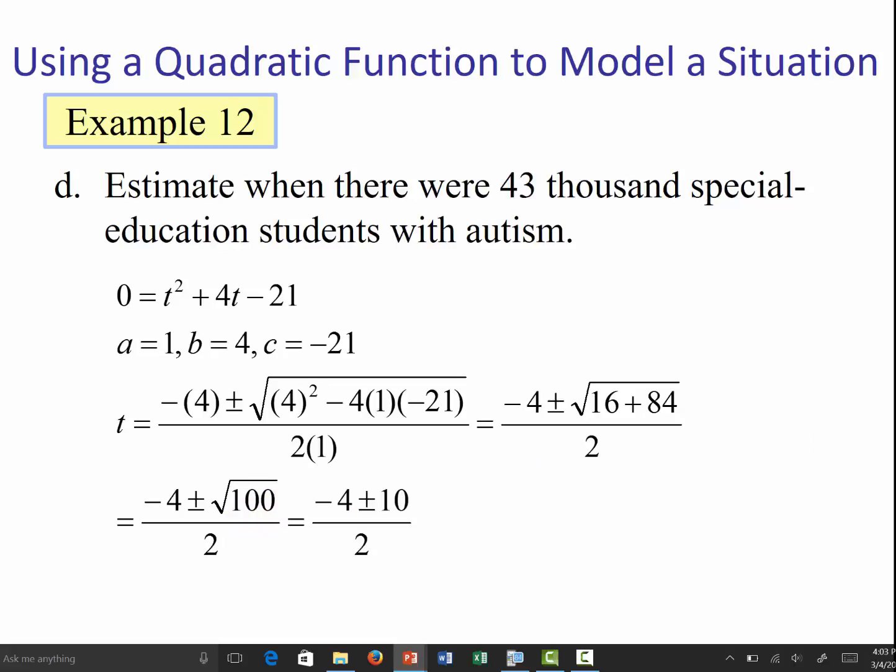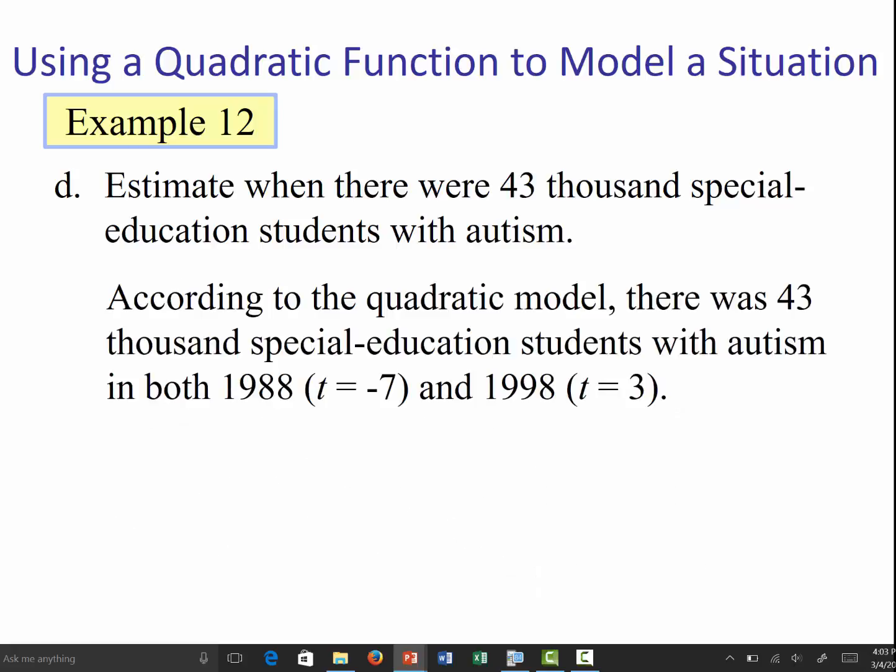So we have negative 4 plus or minus 10 divided by 2. So splitting up the plus and the minus, we have negative 4 plus 10 divided by 2, which becomes 6 divided by 2, which is 3. And negative 4 minus 10 divided by 2, which becomes negative 14 divided by 2, which is negative 7. So we would interpret this according to the quadratic model. There were 43,000 special ed students with autism in both 1988, that is when t is negative 7, and in 1998, that's when t was equal to 3.